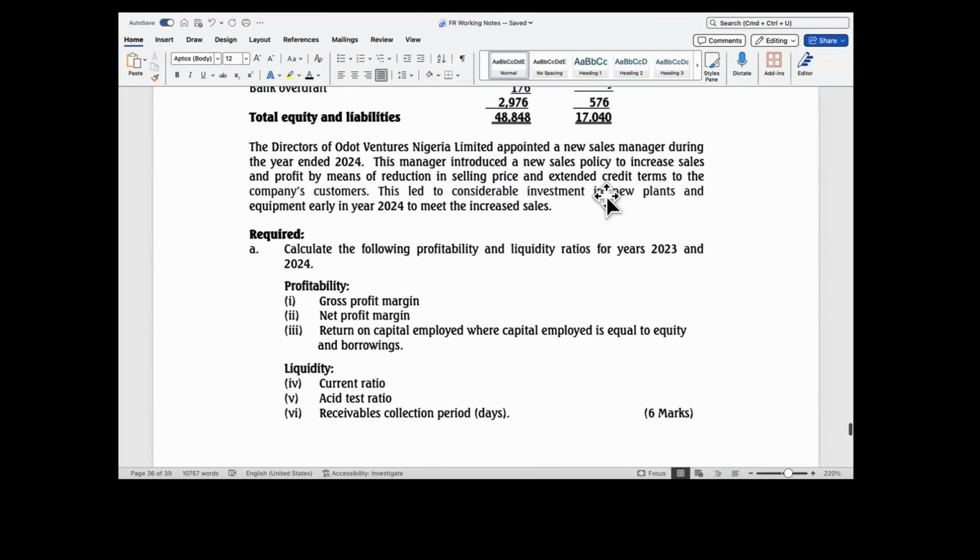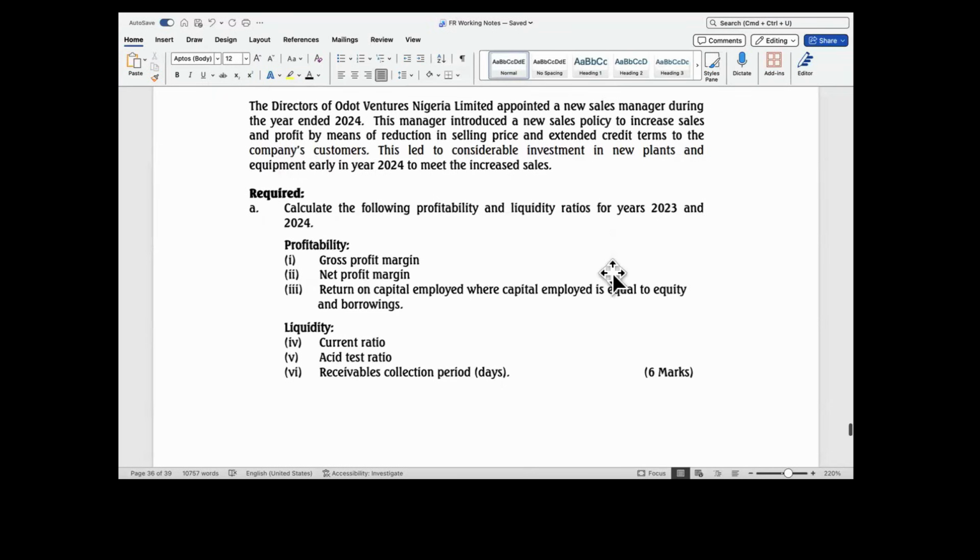The directors of Orak Venture Nigeria Limited appointed a new sales manager during the year ended 2024. The manager introduced a new sales policy to increase sales and profit by means of reduction in selling price and extended credit terms to the company's customers. This led to considerable investment in new plants and equipment early in the year 2024 to meet the increased sales required. Calculate the following profitability and liquidity ratios for years 2023 and 2024.